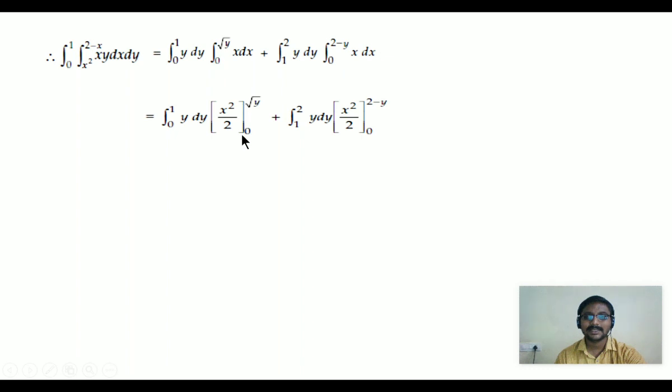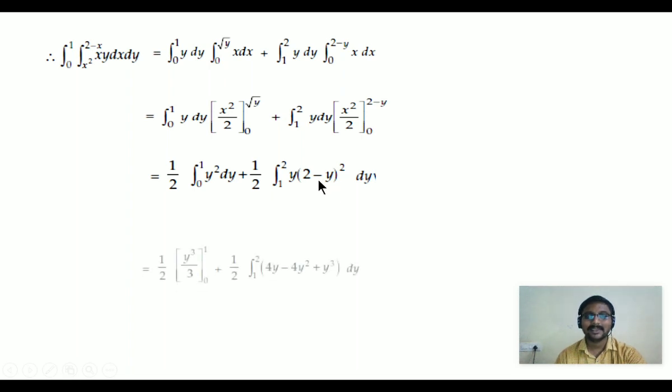The x integration gives x square by 2, with limits 0 to root y, and x square by 2 with limits 0 to 2 minus y. Substituting the upper and lower limits, the double integration now becomes a single integration. Now the integral of y square is y cube by 3, and y into (2 minus y) whole square is expanded. Substituting the upper limit 1 and lower limit 0 in the first term.